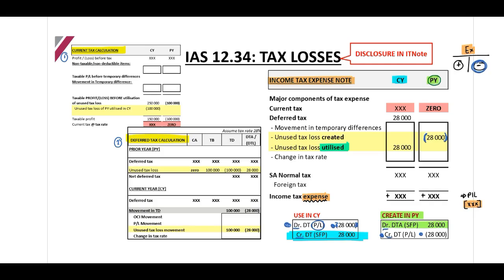Right. Now, if we look at the debit, we debit our deferred tax in our profit and loss. Remember, an expense. Therefore, an expense account will increase when we debit. Therefore, a positive. Okay.